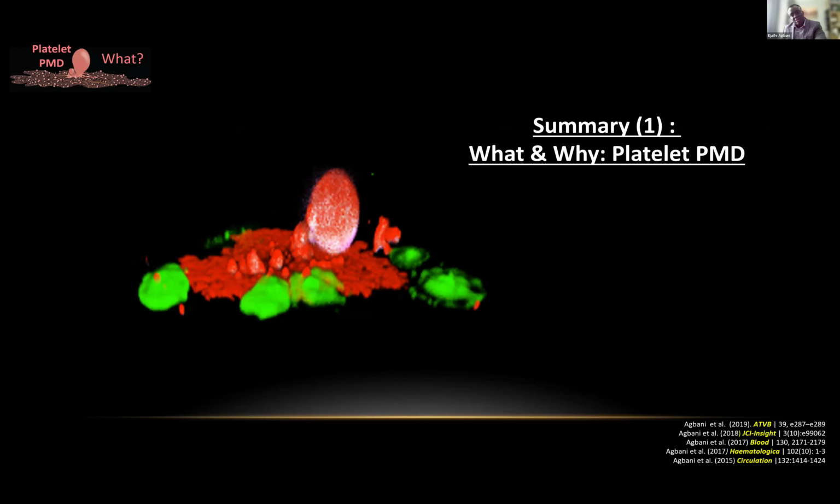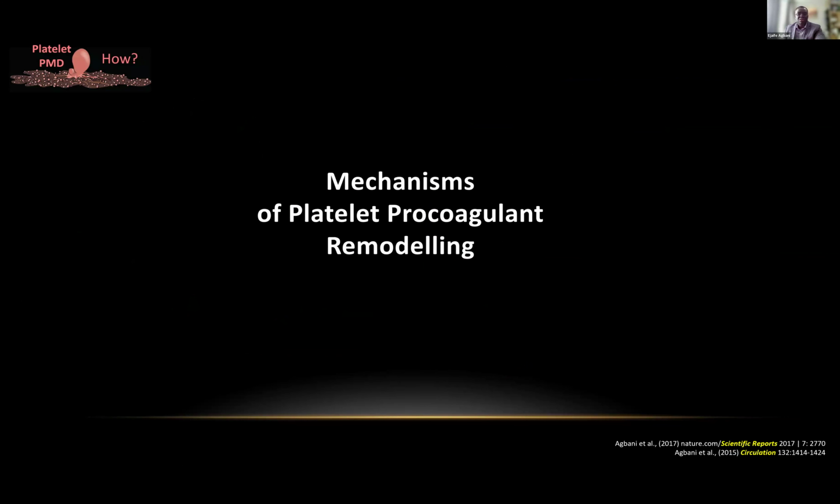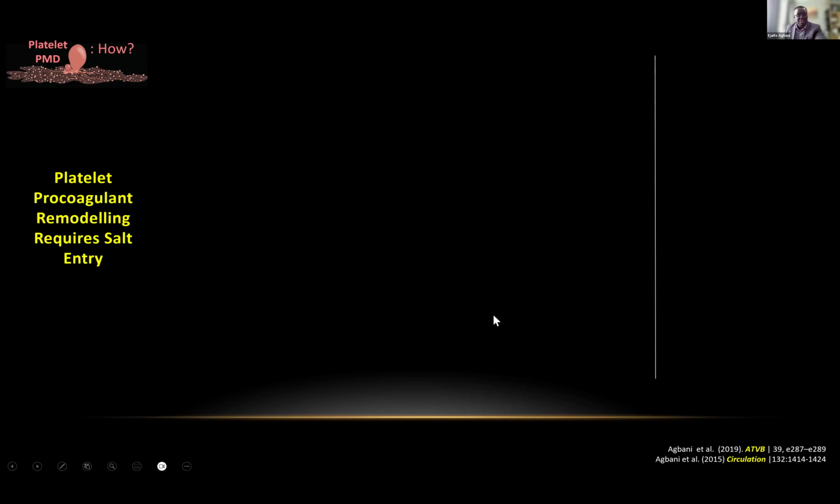So by way of summary of what we talked about to this point, what and why is platelet PMD? Now, we know that platelets increase surface area for binding of clotting factor 5 and factor 10. They can increase the procoagulant response through membrane ballooning, microvesiculation, and the amplification of thrombin generation. This brings us to the question of the mechanism. What mechanism is driving platelet procoagulant remodeling? Big question. We did a lot of experiments, again, using our imaging approach.